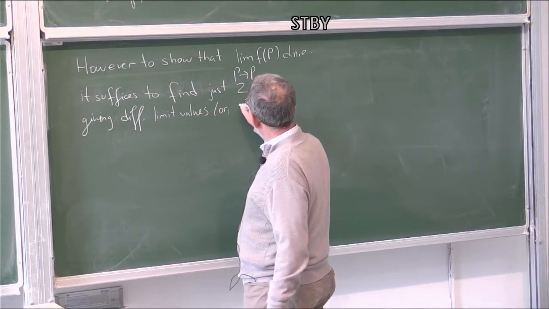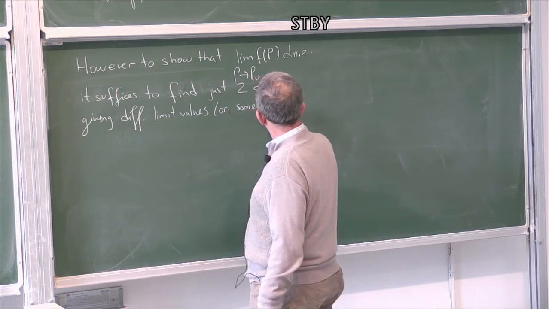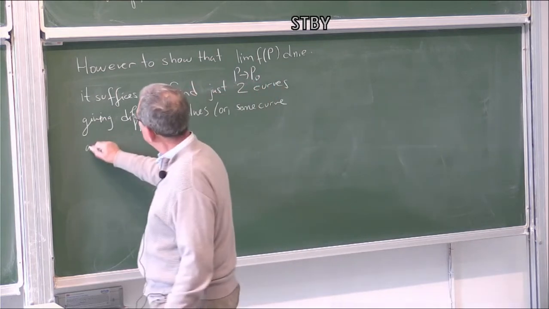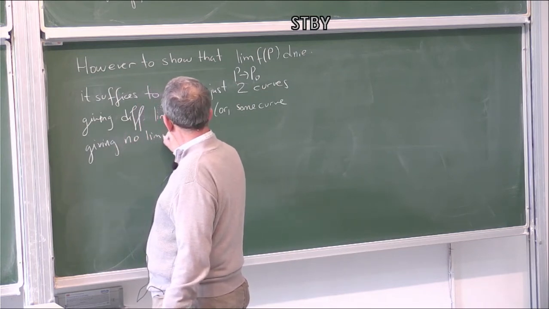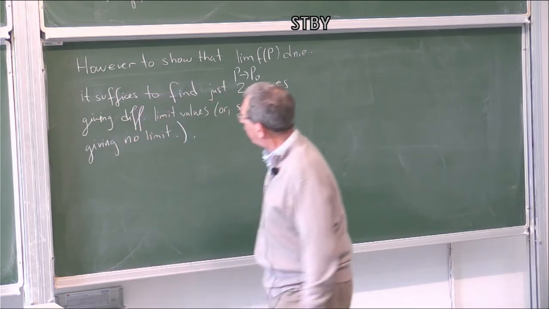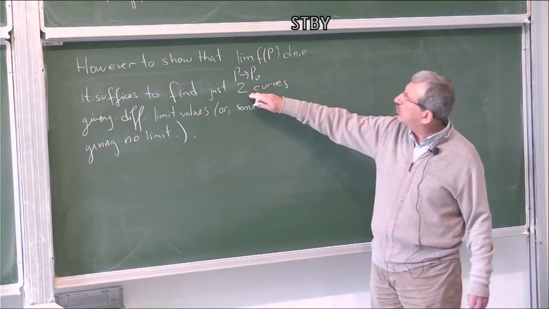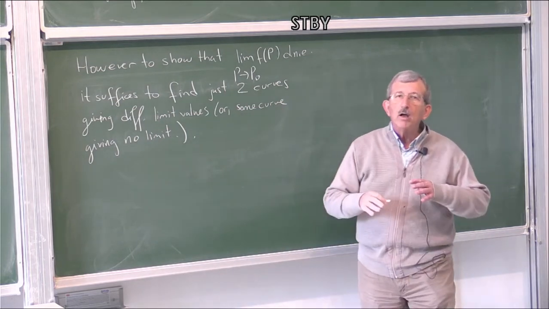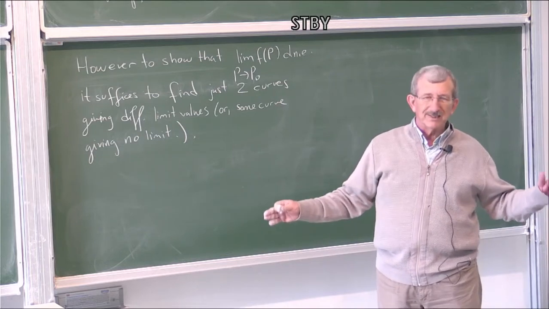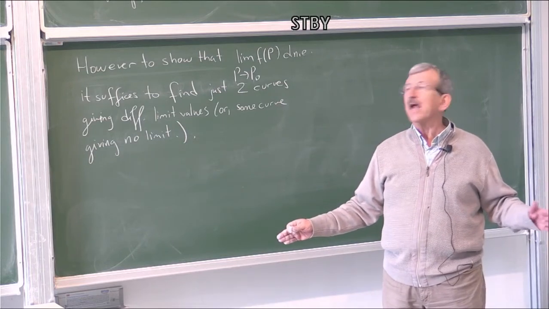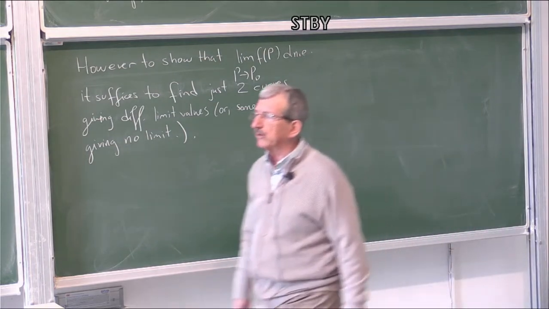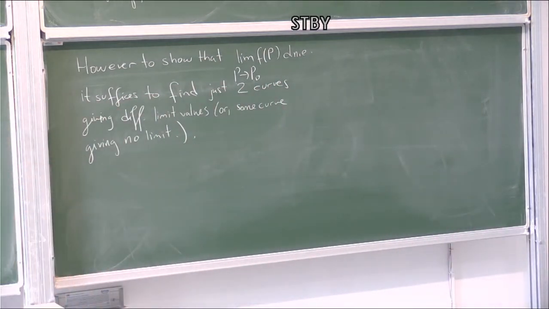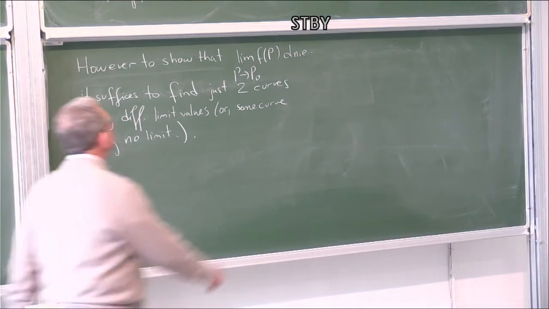Or some curve giving no limit. So we can choose two curves from among infinitely many ones. Now, this is an advantage. We didn't have this in the one variable case. But their calculations were relatively easier, of course. Now, let us see this in some examples.